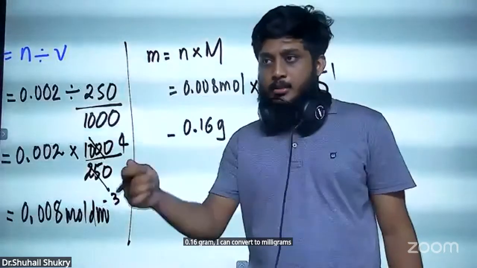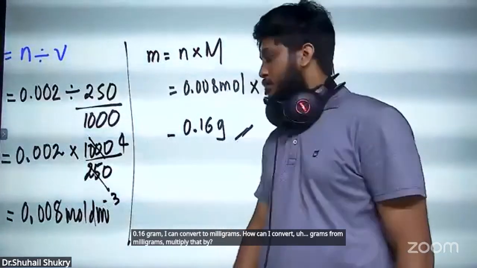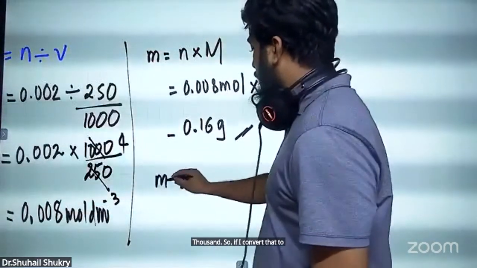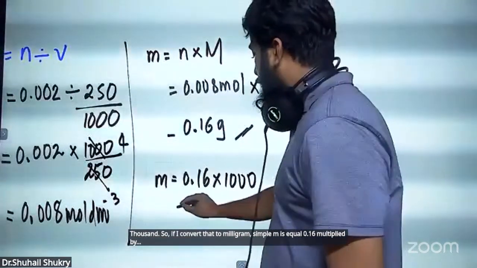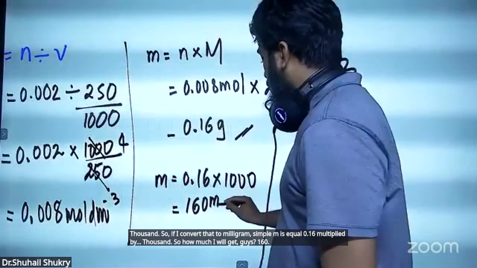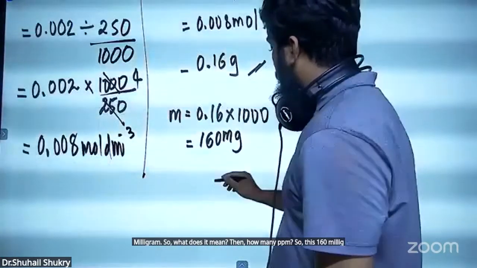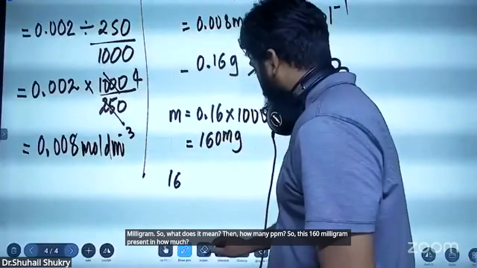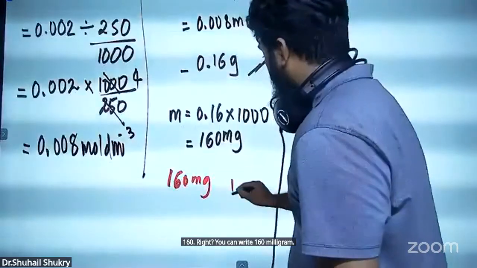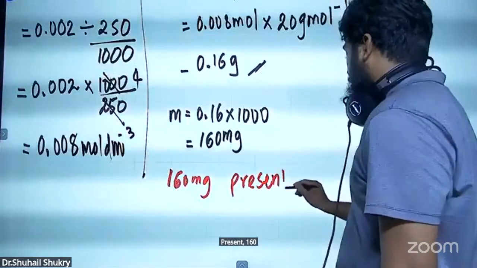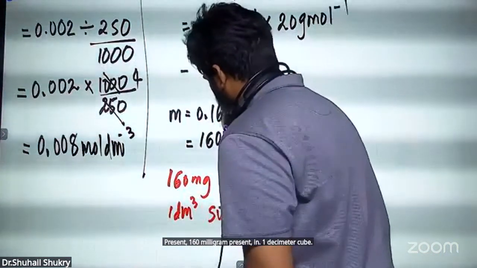How can I convert grams to milligrams? Multiply that by 1000. So if I convert that to milligrams, simple m is equal to 0.16 multiplied by 1000. So how much will I get? 160 milligrams. So what does it mean? 160 milligrams present in 1 decimeter cube of solution.